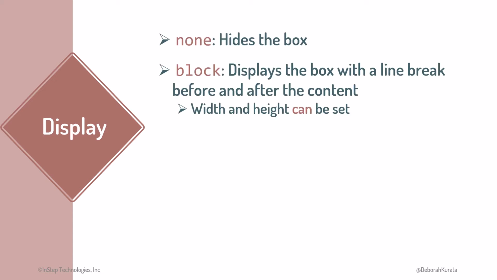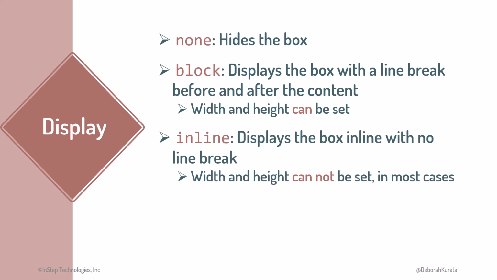The display property gives us more control by changing the flow for an element. Some of the valid values of the display property include none, which hides the element's box, and block, which displays the element box with a line break before and after the content. You can adjust the width and height of a block element, which changes the size of the element's content.